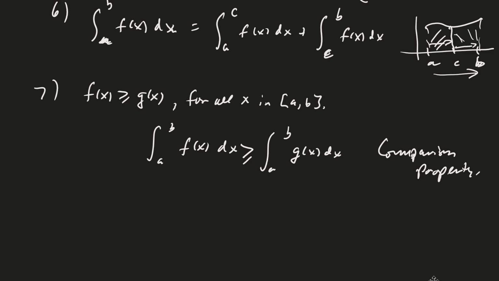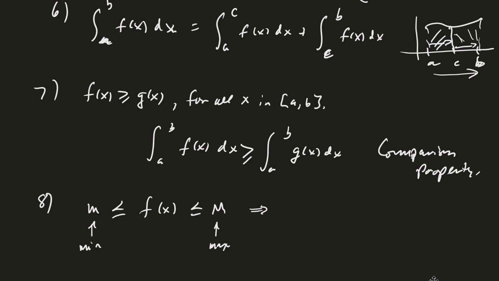Okay, so if one function is bigger than the other, then the integrals are also going to be bigger than the other. Similarly, if you can take a small number m and bound f of x between a small number m, which is like the minimum, and capital M, which would be like the maximum, and then integrate all three of these expressions, what do you find?